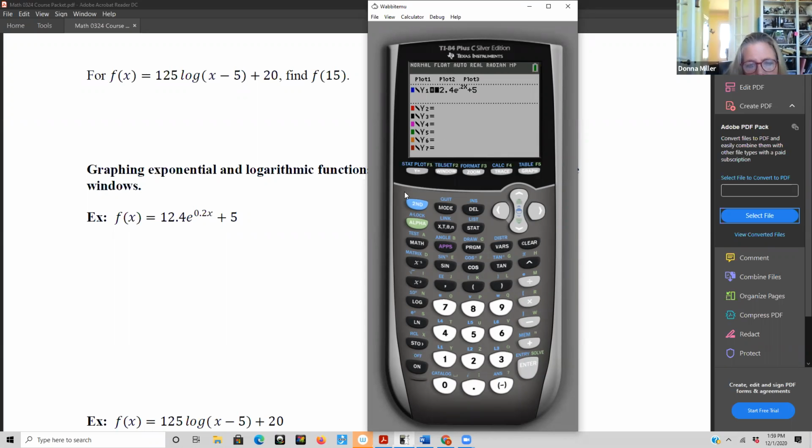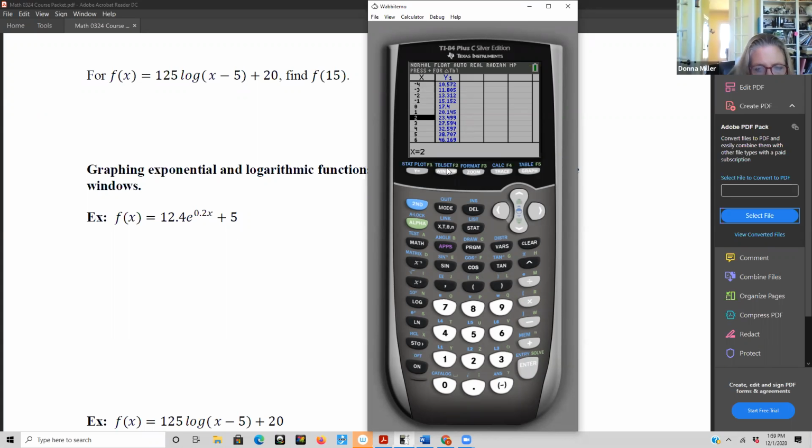So one of the things you can do, let's go to the table and look at this. Oops, let me change my table settings. Start at 0, and we're going to go up by 1s. All right, so I'm going to go to the table. You can see at 0, it starts at 17 and it goes lower, but it doesn't go negative. And it goes pretty high.